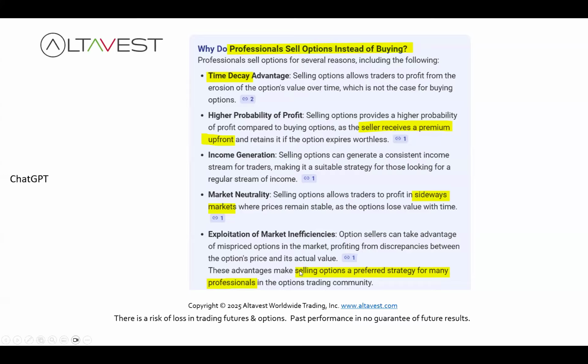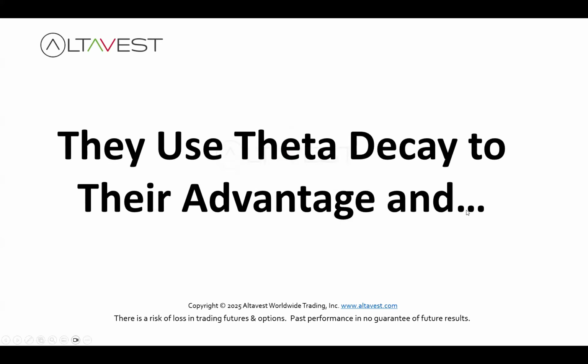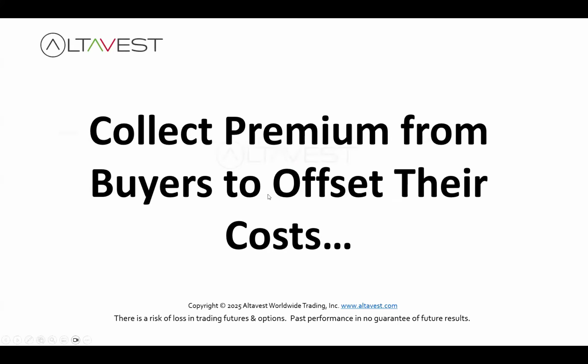But really, the summary here is selling options can be a preferred strategy for many professionals. I think that's a good summary by AI. And let's look at a few brief comments from an interview on CNBC. Wall Street pros are trading option spreads. And why is that? Because they're using theta decay to their advantage. They collect the premium from buyers to offset the cost of the options that they're buying.